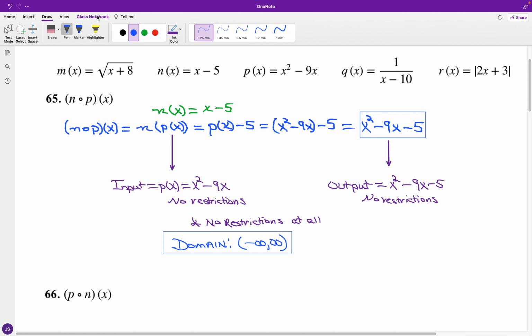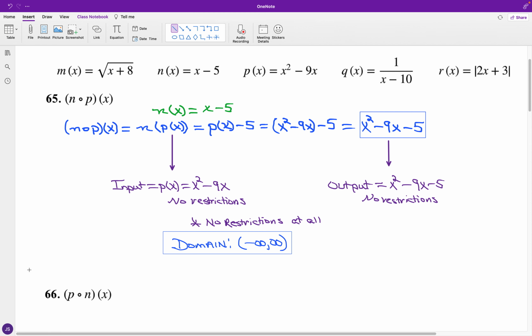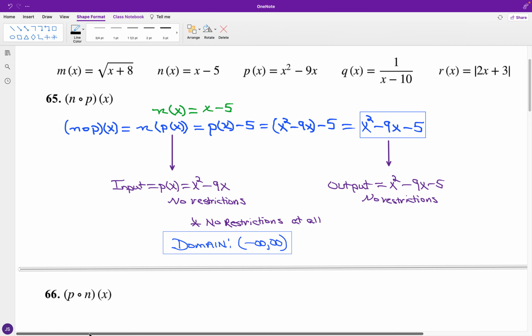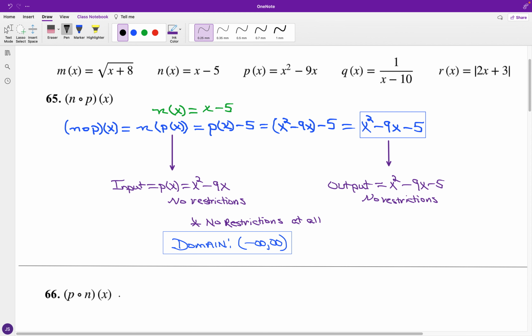Now for the next item, we're looking at p composed with n of x. Looking at the composition, you have p of n of x. Again, you have the output along the lines of p of x, whereupon p of the input is equal to the square of the input minus 9 times the input, still in variable terms. Now for the input, we're going from x to n of x.